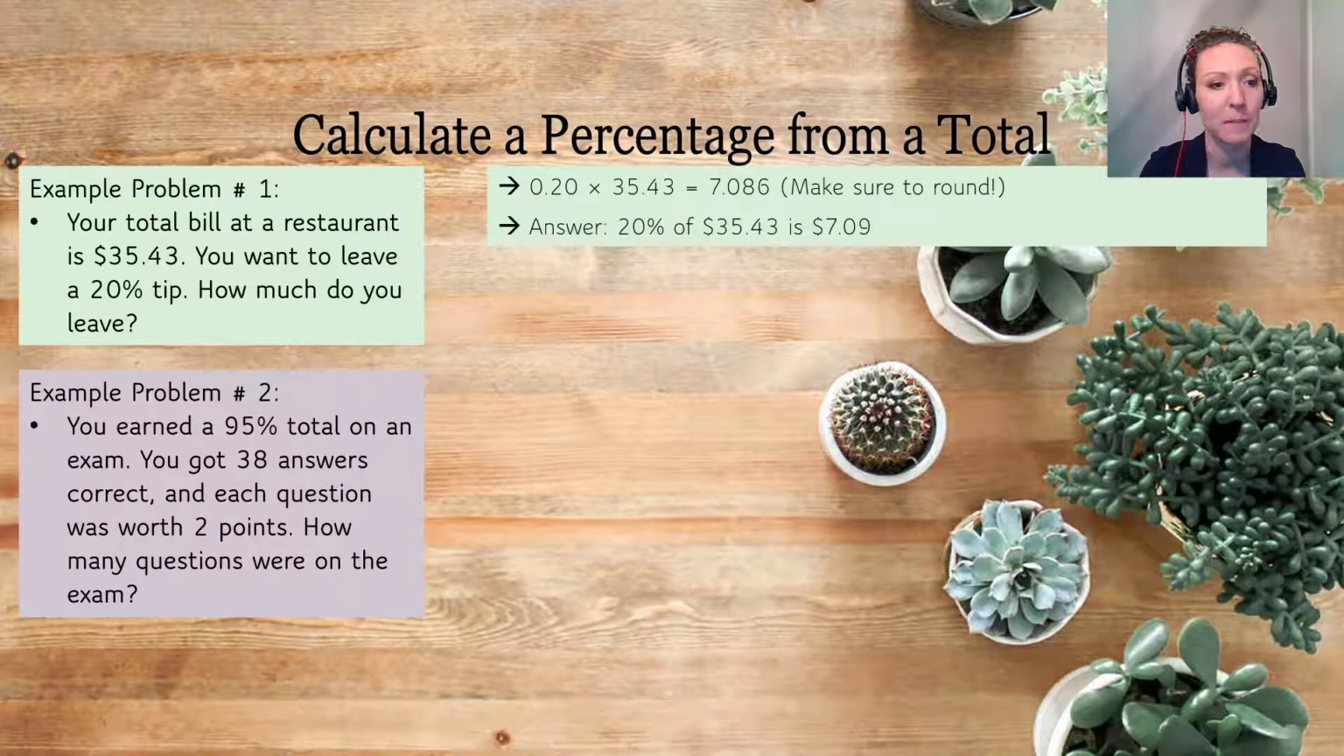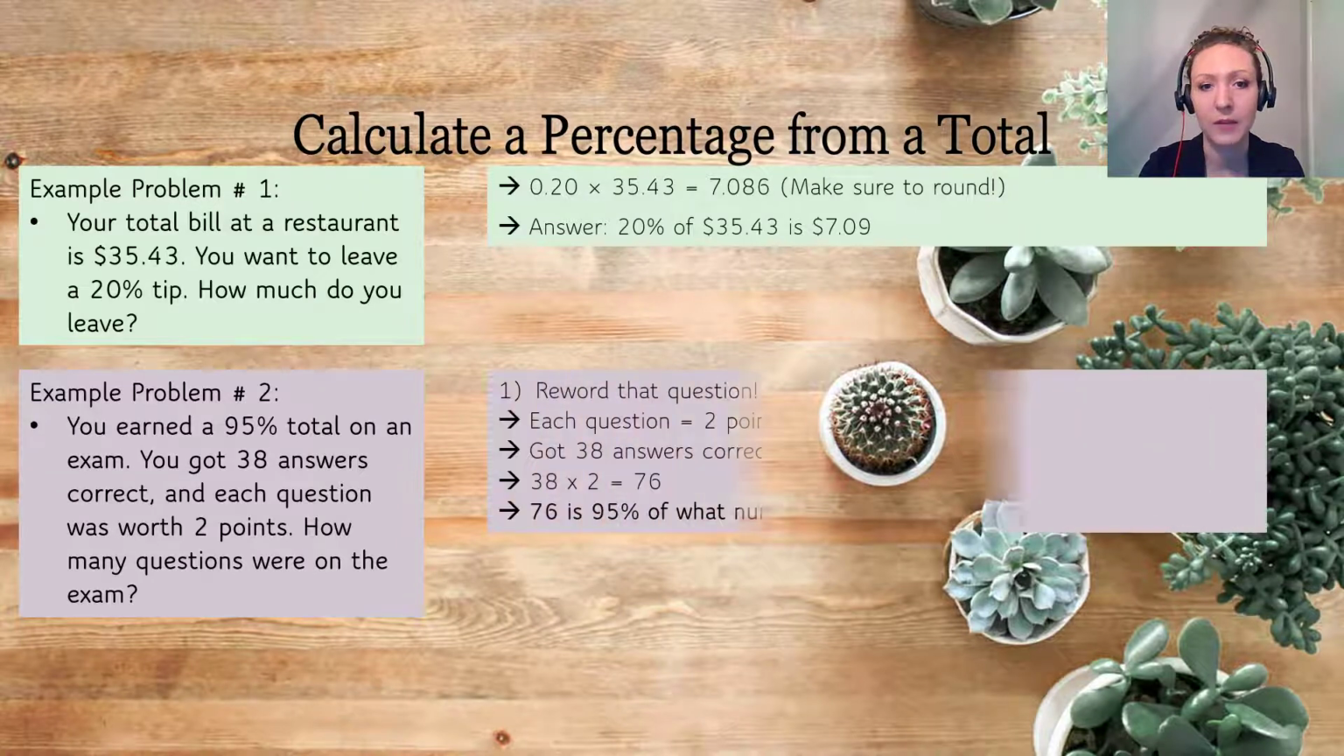All right, next problem. You earned a 95% total on an exam. You got 38 answers correct, and each question was worth 2 points. How many questions were on the exam? All right, this one is a little bit more difficult, but we can use the things that we have already learned to solve this one as well.